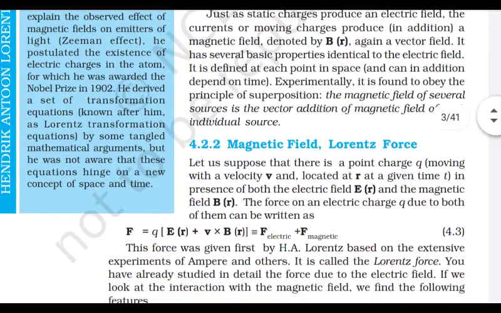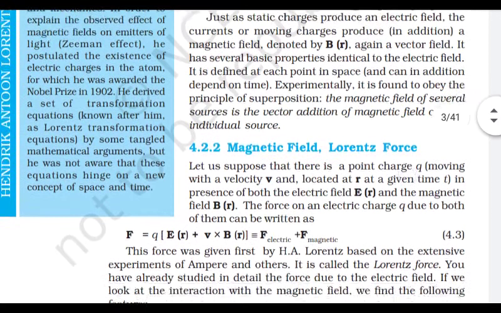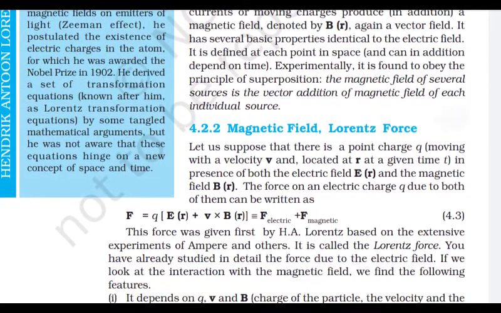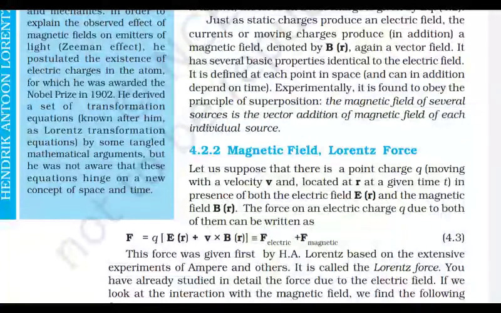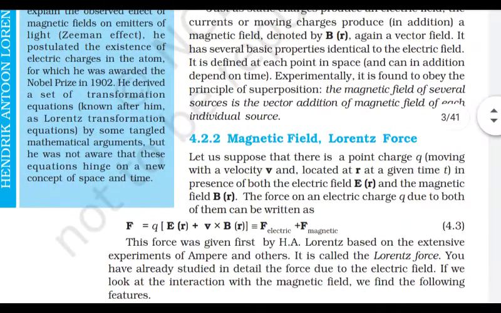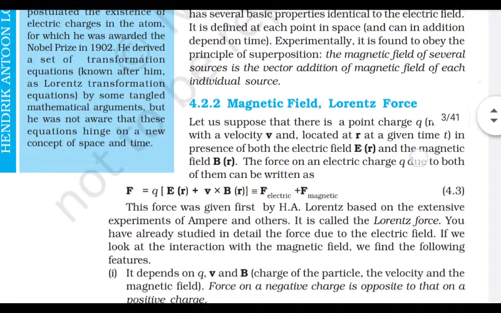That magnetic field is identical to the electric field. It is defined at each point in space, just like for the electric field we defined the area around. And as the electric field obeys the principle of superposition, the magnetic field also follows it.